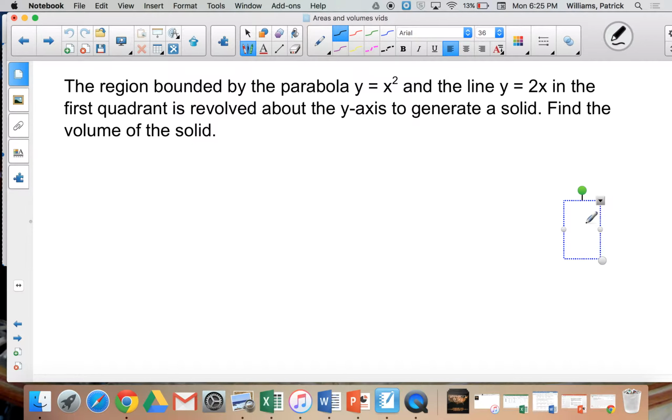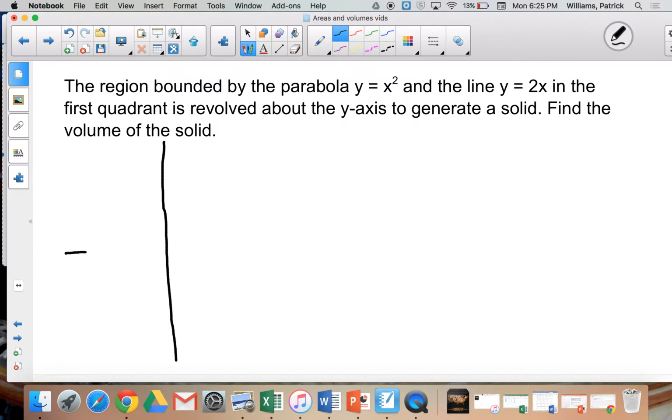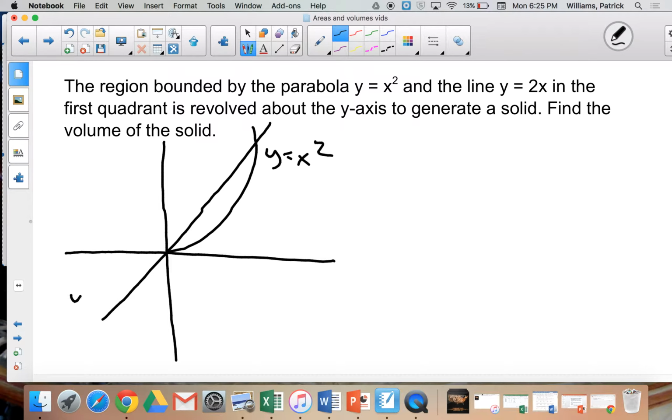Okay, so if we look at this one again, I like to graph stuff. So when we graph these things, here is the function y equals x squared, and then coming in hot right here, we have y equals 2x. And so this is the region which we're talking about rotating, but what does it say? It says we're rotating about the y-axis.